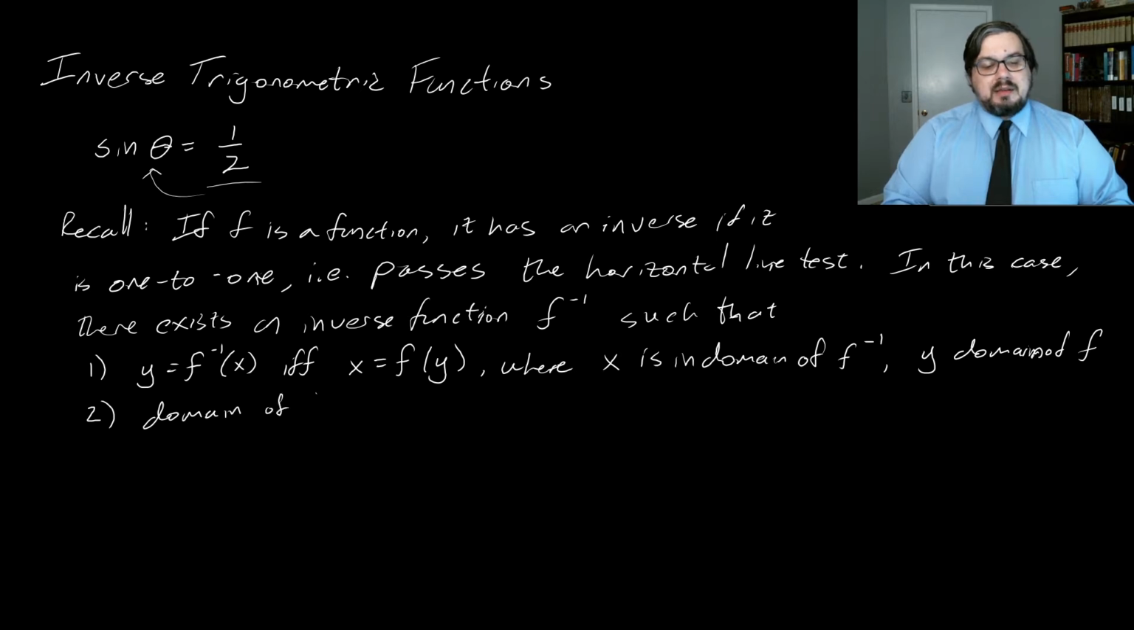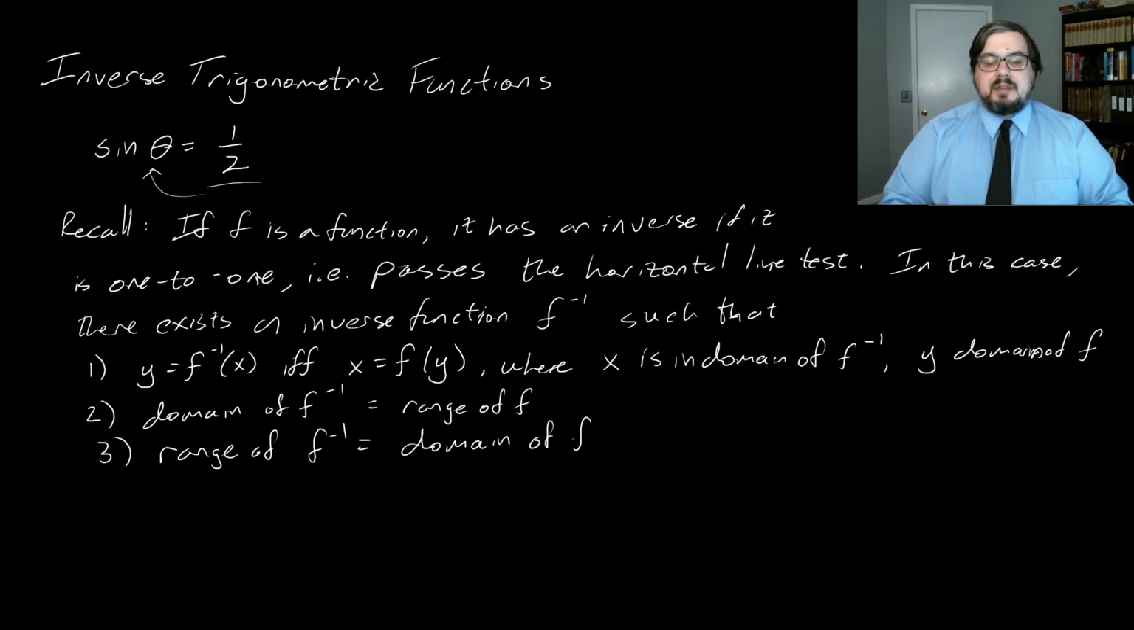The domain of f inverse is equal to the range of f. The range of f inverse is equal to the domain of f. And this is again just because the inverse function switches the roles of the inputs and outputs. The domain of a function is the set of all possible inputs, and so the domain of the inverse is the same as the range of the original, because the inputs to f inverse are the outputs of f.